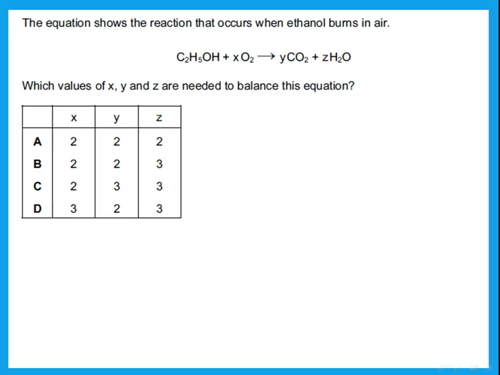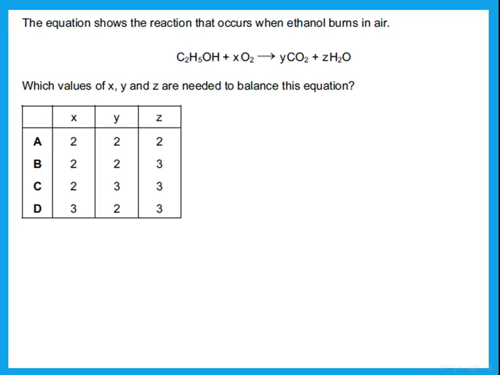Now, how many hydrogens do we have before the arrow? We have 5 and 1. That means we have 6 hydrogens before the arrow. And that means after the arrow, I need 2 times something to give me 6. So Z has to be 3. So we said Y is 2 and Z is 3. So we are basically looking at B or D.